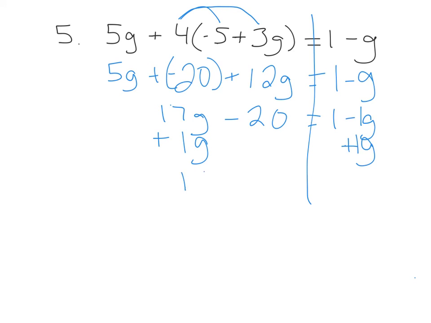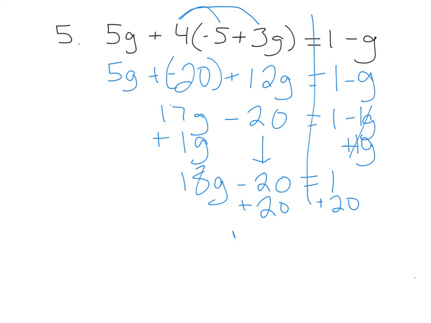17 plus 1 is 18. 18g. Drop your 20. Do not leave the negative. It is a minus 20. Those g's are gone, and we're just left with a 1 on the right side. So let's just finish this off here. We're going to add 20 on both sides since that was a negative 20. So we're left with 18g equals 1 plus 20, which is 21. And finally, our last step is to divide by 18.